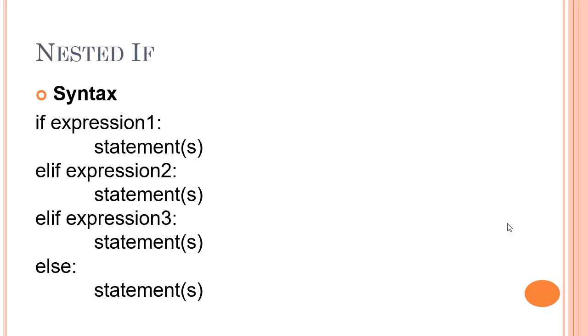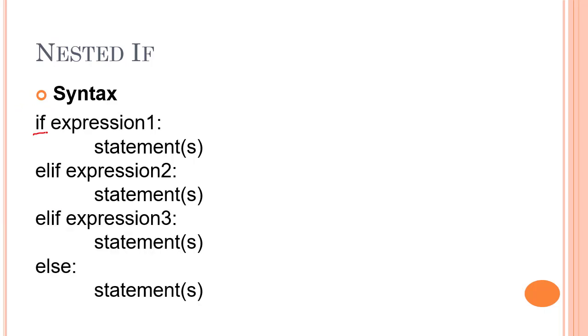Let's say we have a condition that if a student has more than 80 marks, he is going to get A. More than 70, less than 80, he's going to get B. Then again 60, 70, he's going to get C. So that is where we are going to use nested if. Let's view the syntax of it.